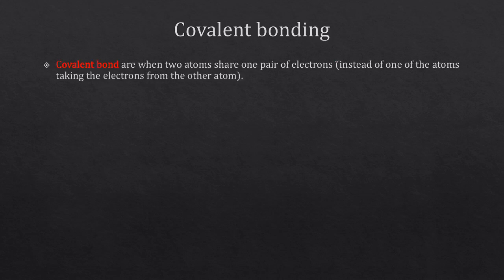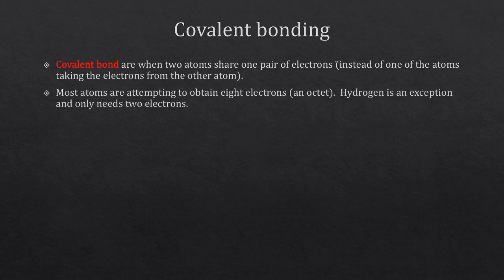Let's talk some about covalent bonding. Covalent bonds are ones where two atoms share one pair of electrons instead of one of the atoms taking the electrons away from the other, which is what was happening in our ionic bonds. Most atoms are attempting to obtain 8 electrons in an octet, and so this is why they share. They're sharing so that multiple atoms can reach their octets when there aren't enough electrons otherwise.